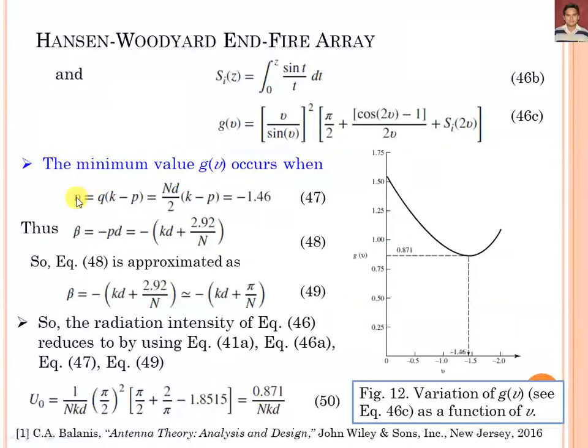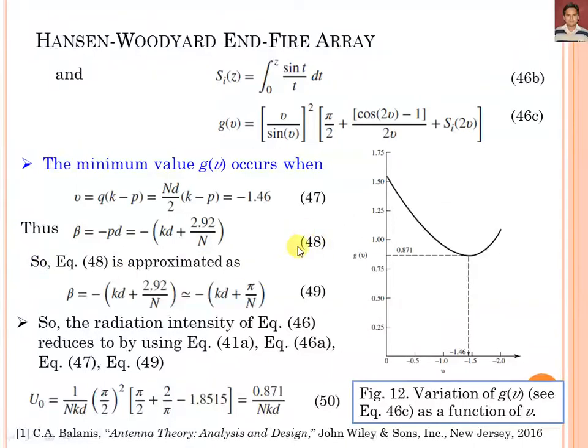So v equal to q k minus p, equal to nd upon 2 k minus p, which is equal to minus 1.46. As you can see in the variation of g of v versus v, according to equation 40c, you will get this value of v, which is equal to minus 1.46, and beta is equal to minus pd we have to consider. In that case we can put this value, and we are getting minus kd plus 2.92 upon n.